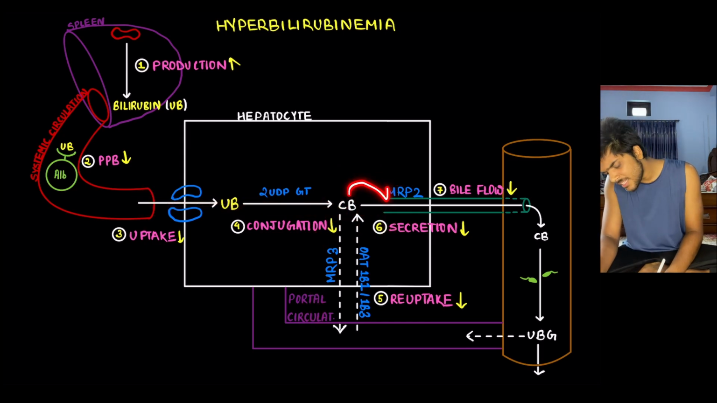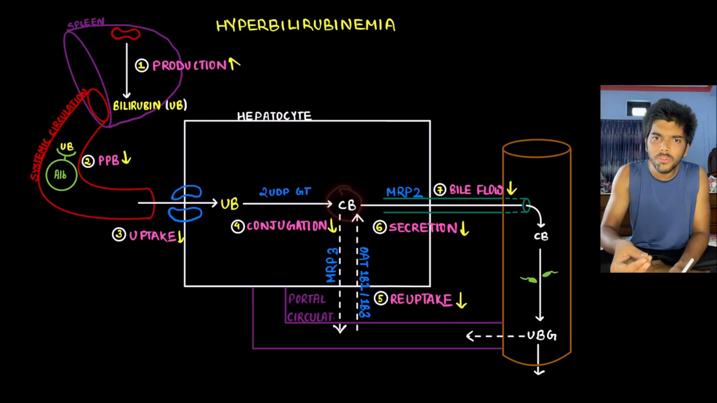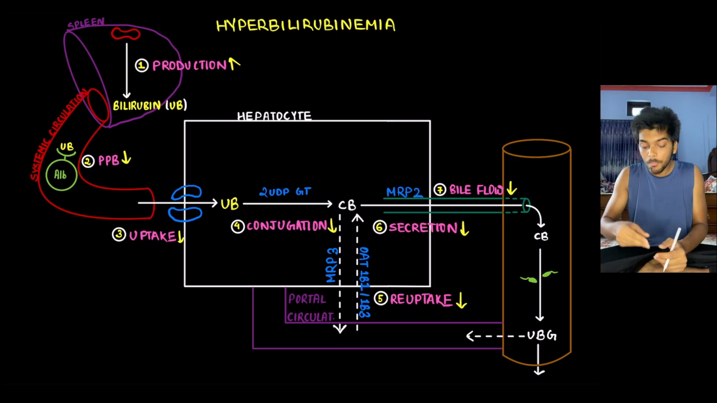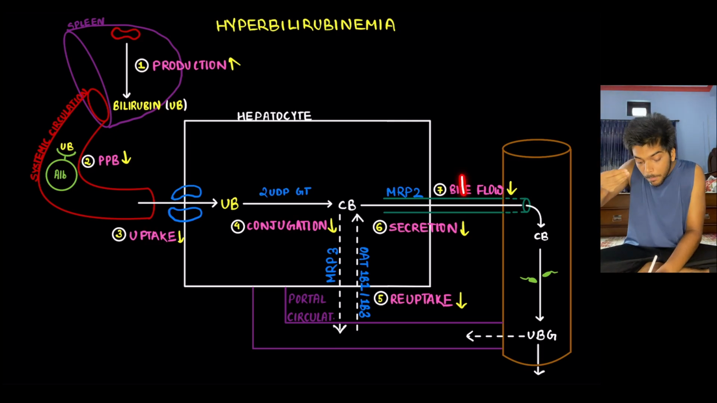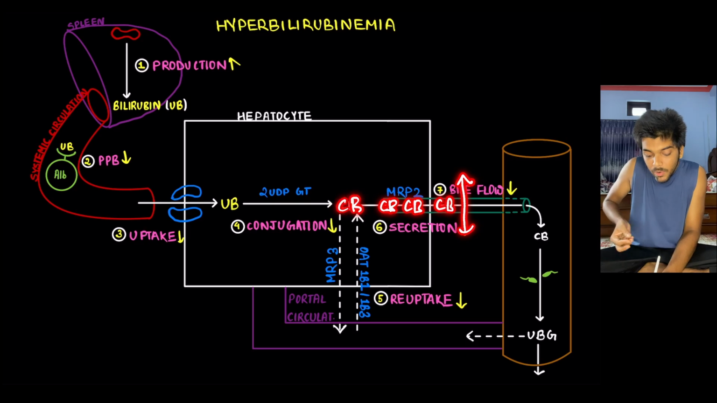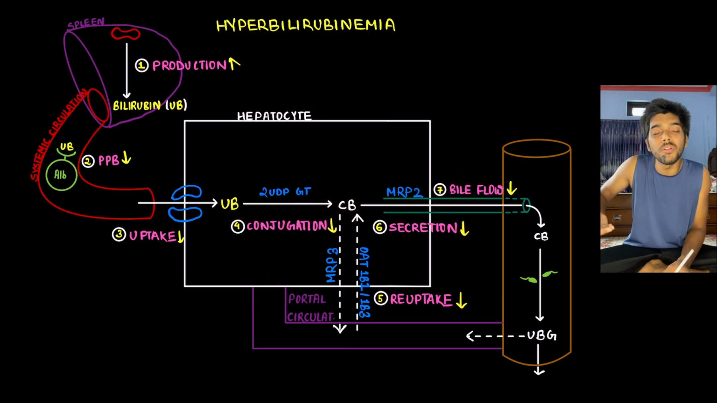Let's say secretion is fine also. Now conjugated bilirubin is secreted into the biliary canaliculi. It has to travel through the biliary duct system, but then there is a problem with the bile flow. What will happen? Conjugated bilirubin will get accumulated and pushed back into the circulation, causing a rise in conjugated bilirubin in circulation.